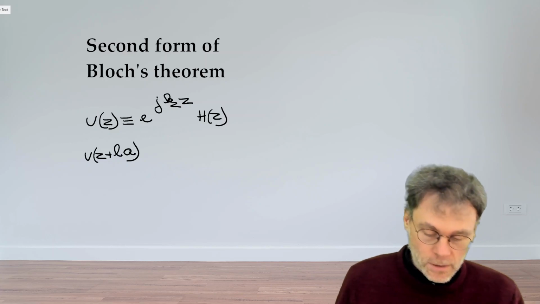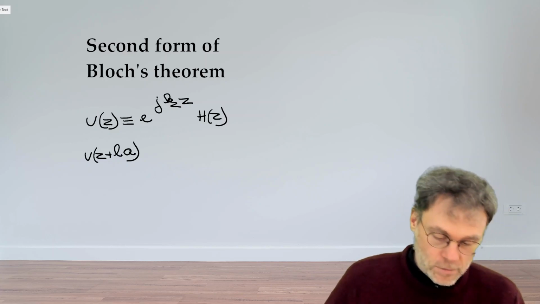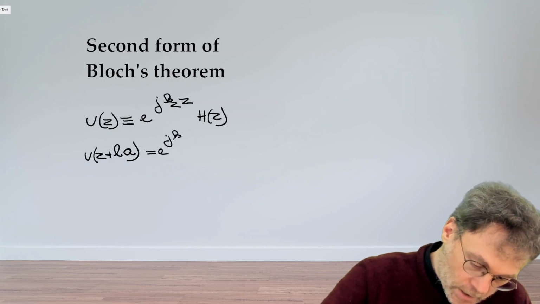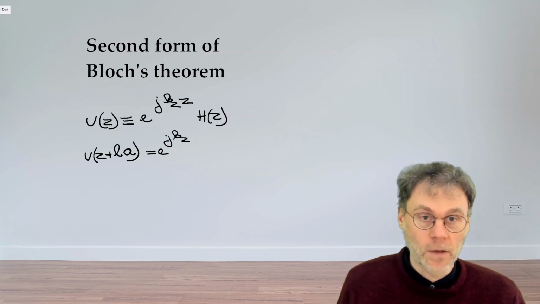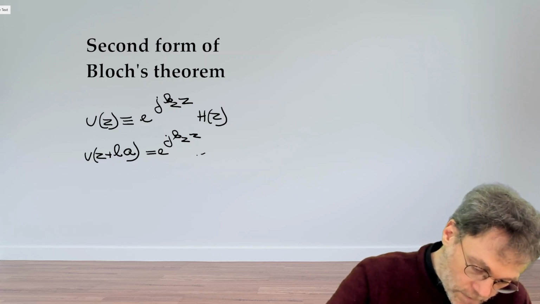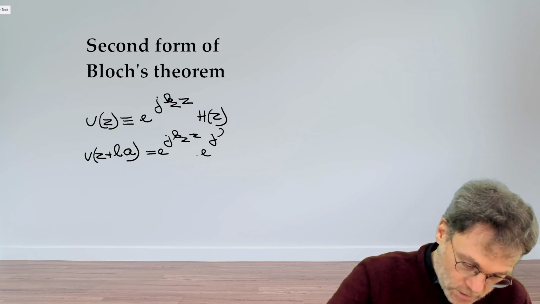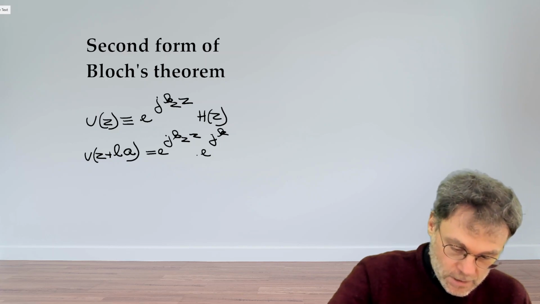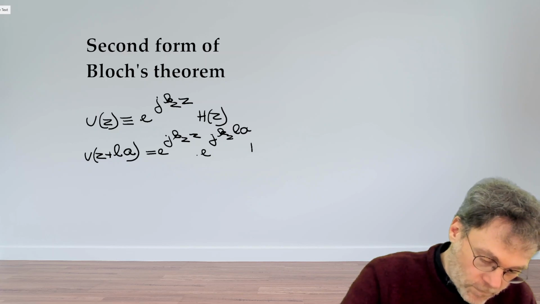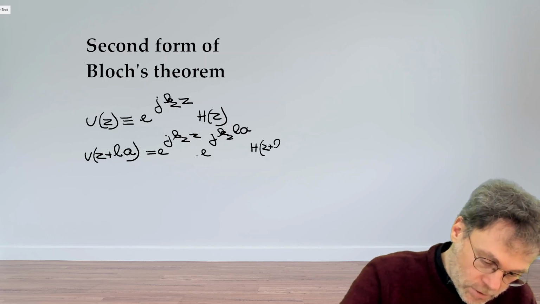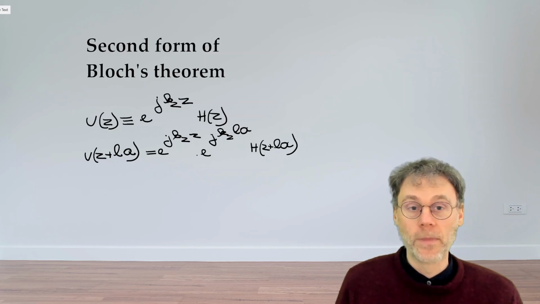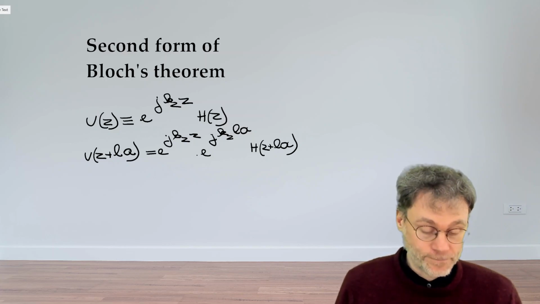Okay, let's calculate u of z plus LA. So this means that we have exponential j kz, and then we have z replaced by z plus LA. So this is going to give us a product of two exponentials, exponential j kz LA, right? And then we have h of z plus LA. So this is just in the definition replacing z by z plus LA.